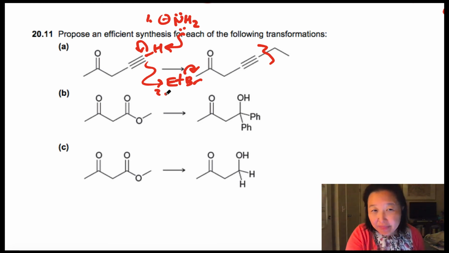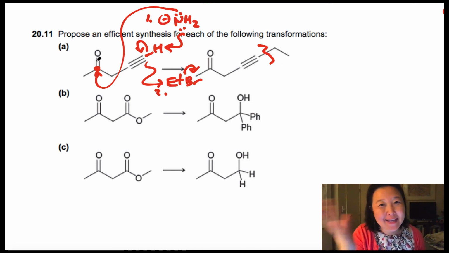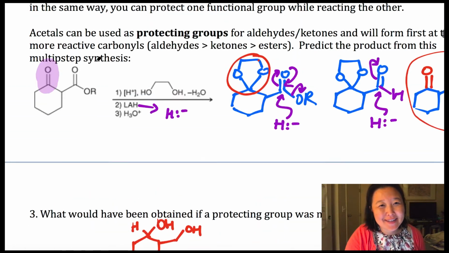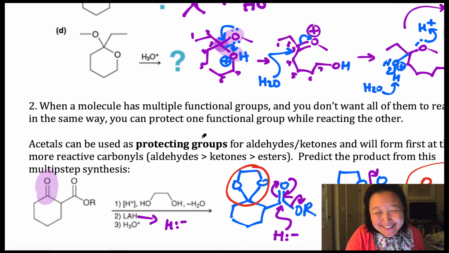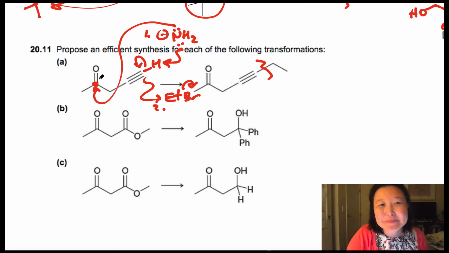The problem with this is this could also attack here, right? Because this is also my electrophilic site in addition to this H, so it's the carbonyl carbon. All right, so how do I keep it from reacting here? Voila, we've been talking about protecting groups, so we try to protect that carbonyl group, and we know it reacts to make an acetal. So let's do that.